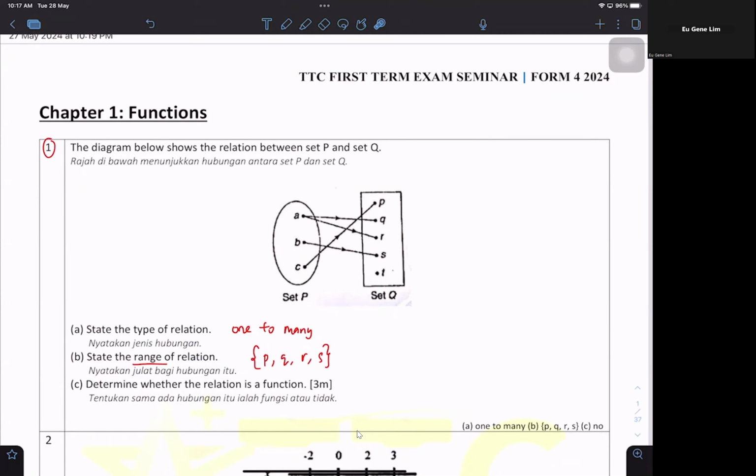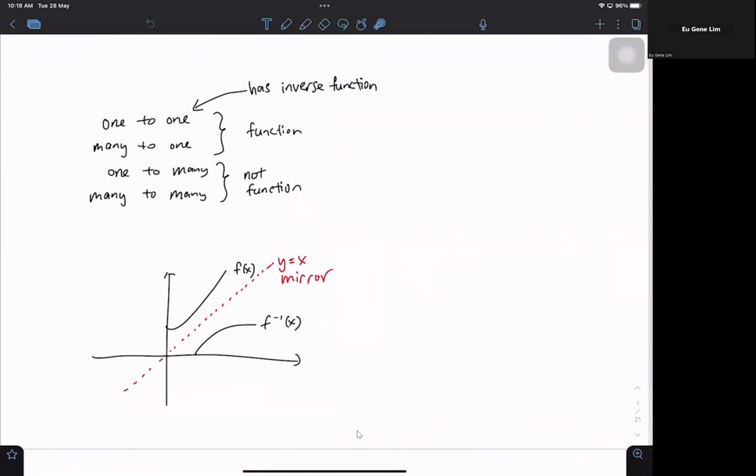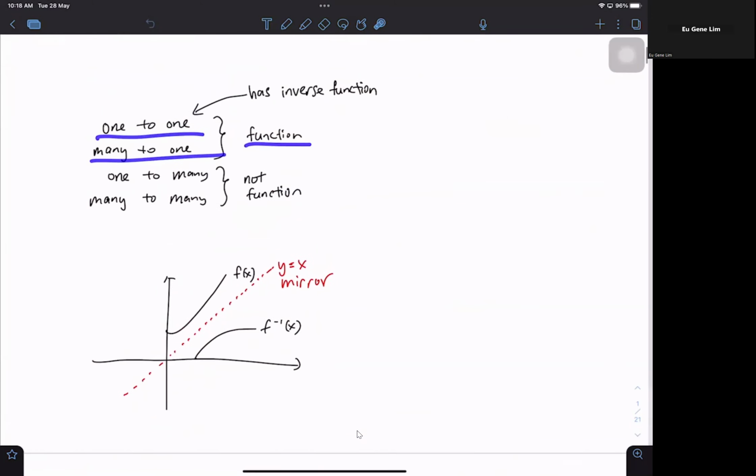Then last, determine whether it is a function or not. Is this a function? No, it is not a function. Why is it not a function? Because it is one to many. One to many is not function. Remember, only to-one is function. To-many is not function. I just have to know that.